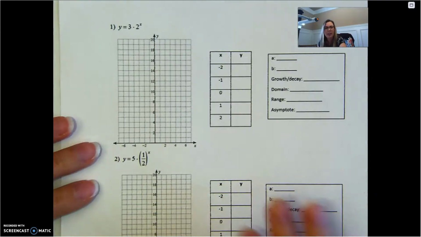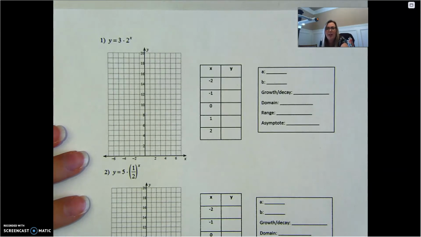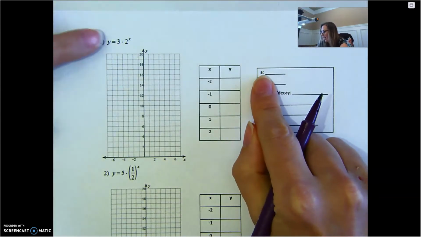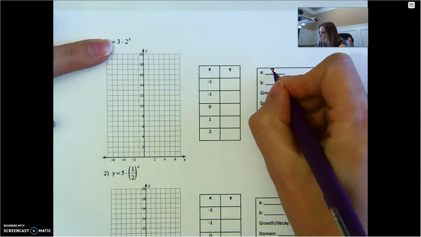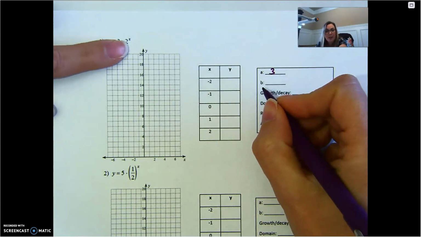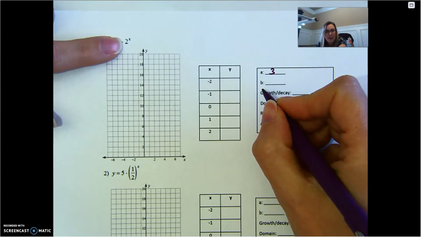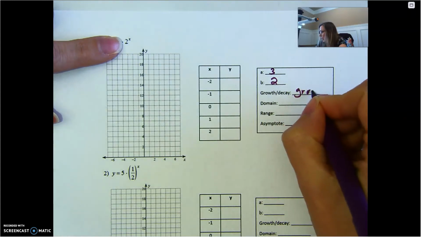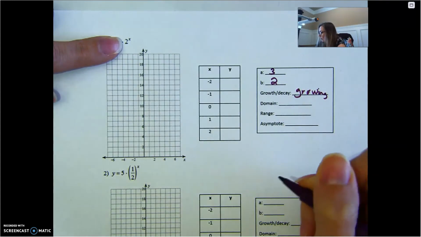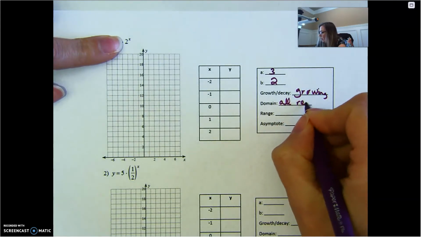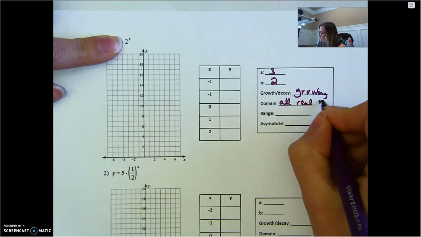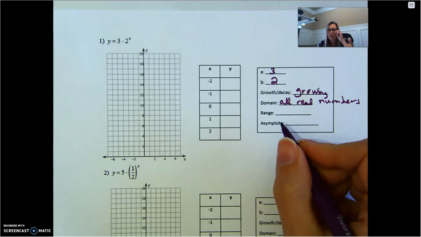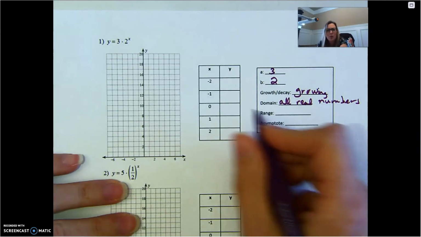We've got y equals 3 times 2 to the x. Let's start with some of the information before I get to my calculator. The a is the first number, so 3. b is the base. What's the base of the variable here? The base is 2, so that means it's going to be growing. Your domain you don't have to worry about: all real numbers. We'll come back to the range in a minute once it's graphed so we can really see it.